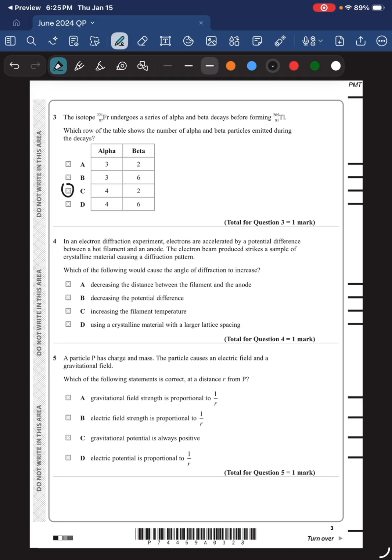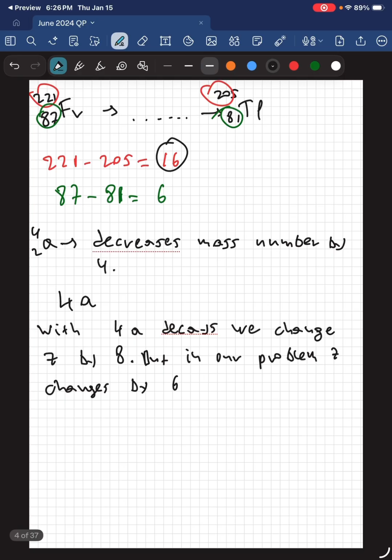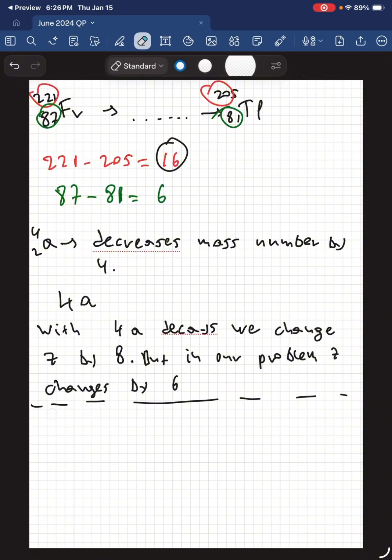In an electron diffraction experiment, electrons are accelerated by a potential difference between a hot filament and an anode. The electron beam produced strikes a sample of crystalline material, causing a diffraction pattern. Which of the following will cause the angle of diffraction to increase? Okay, we have to use 2 equations here. I'm going to use the clean page again, okay? And this question 4, actually, we don't need the number, it's okay.